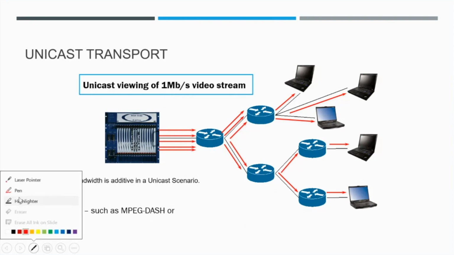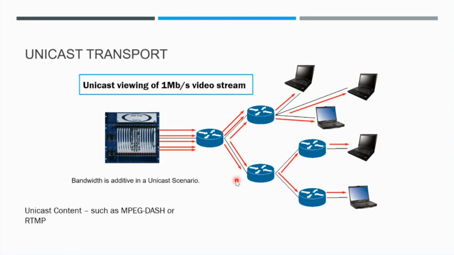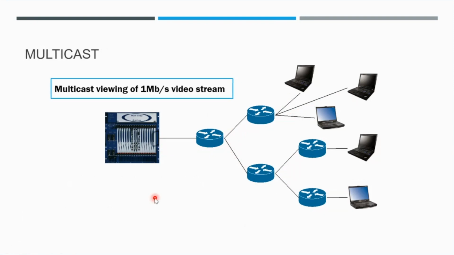Let's go ahead and laser pointer that so you guys can see what I'm looking at. So you can see, from the source, now we have 5 copies of this for each of our 5 destinations. When we're looking at a multicast environment, that's not what happens, right?